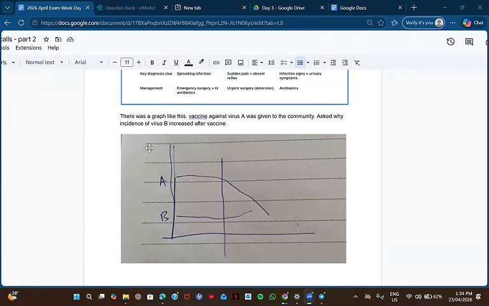Okay, this is the question. This is the one the recaller has shared. Okay, this is the chart. So there was a graph like this. A vaccine against virus A was given to the community; asked why the incidence of virus B increased after the vaccine. This question came on each single day, even day 5.